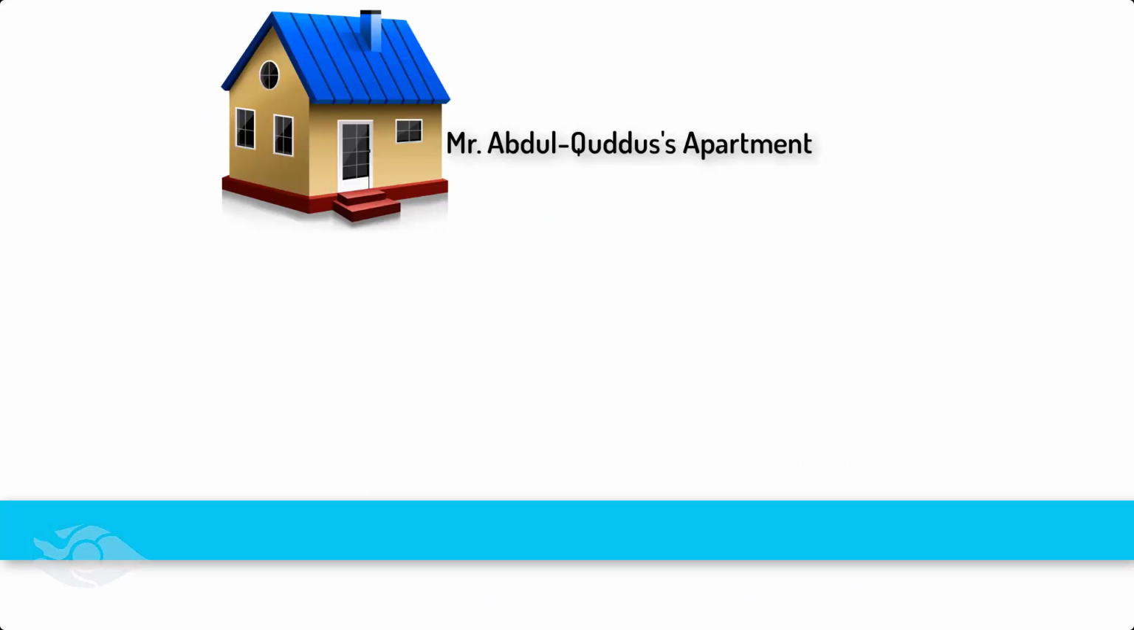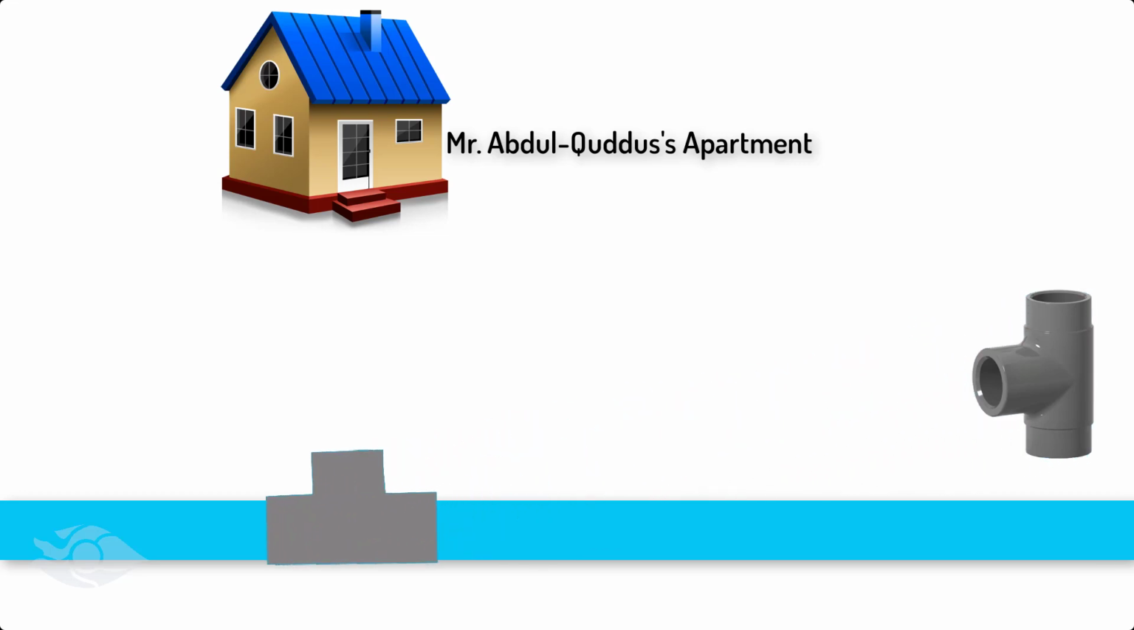In another example, you have a main pipe for supplying water. Mr. A needs water in his apartment. All he needs to do is create a branch, fixing a T-joint at this position, after which the flow will be extended to his apartment.